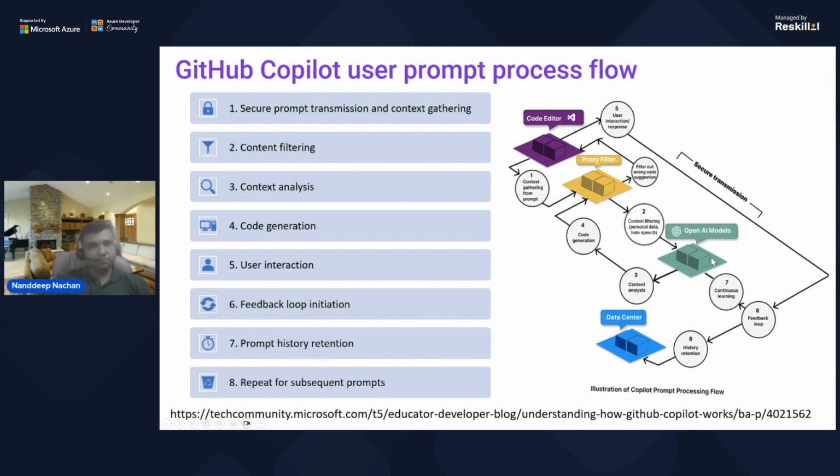And then on the seventh step, it goes for the prompt history retention. So throughout the coding session, Copilot retains the history of prompts, context details, and interactions. This history serves as a contextual reference, which allows Copilot to provide consistent and coherent suggestions. And then the last step is the history retention.